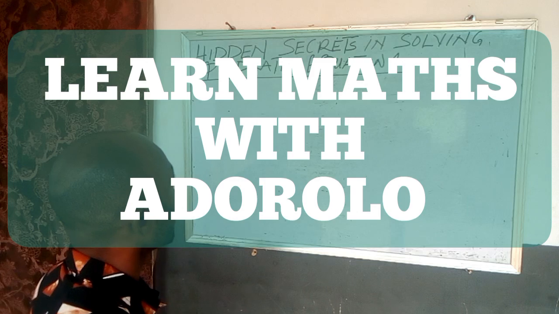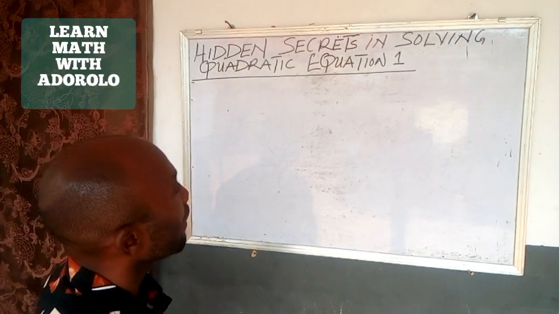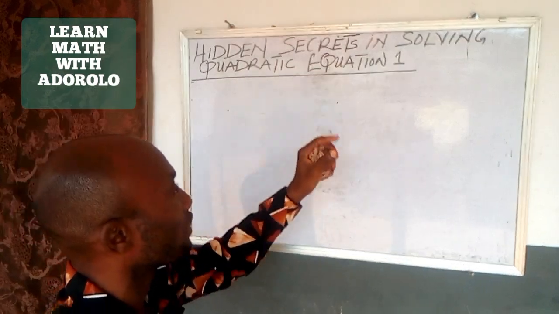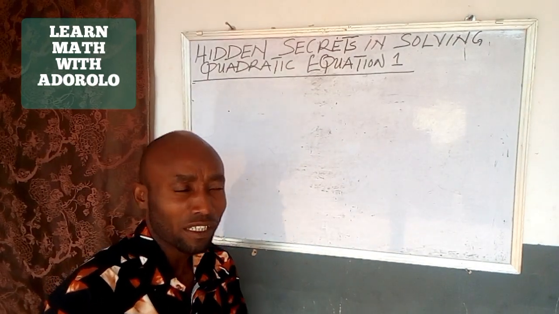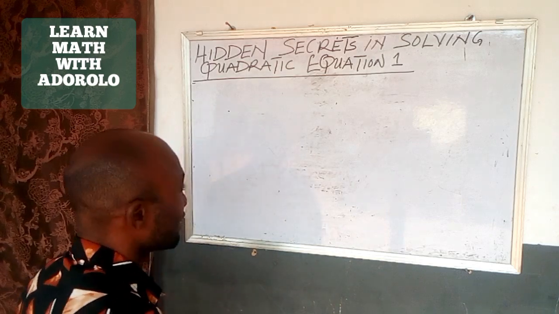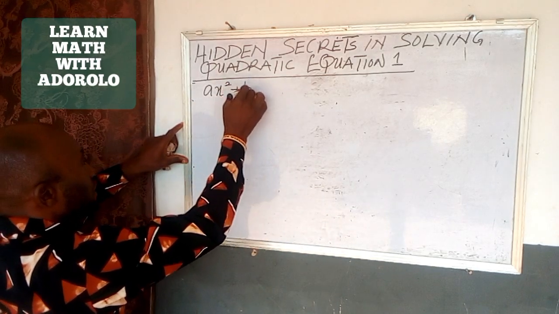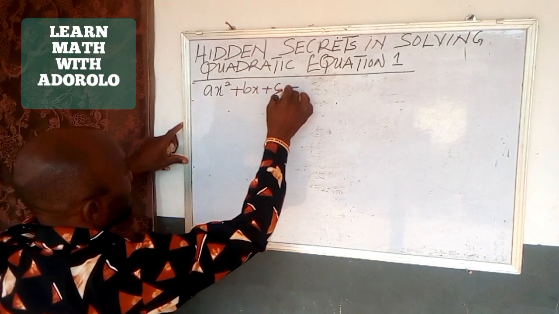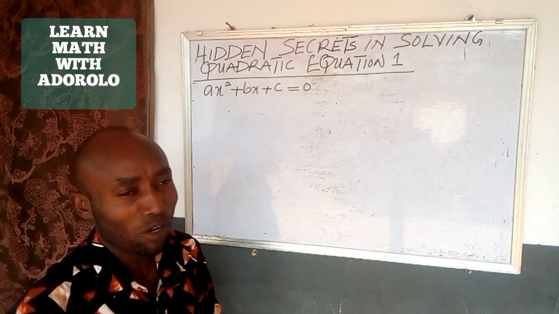It's another day again, another deep secret will be revealed again. Hidden secret in solving quadratic equation 1. We're going to be seeing quadratic equation 2 again. A quadratic equation is an expression in this format: ax squared plus bx plus c is equal to 0, where a, b, and c are what?